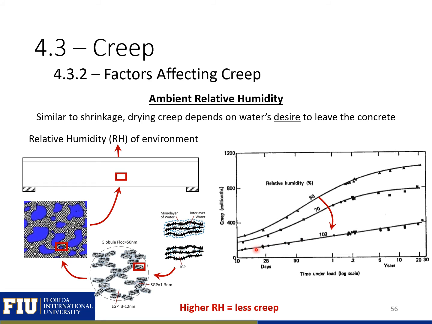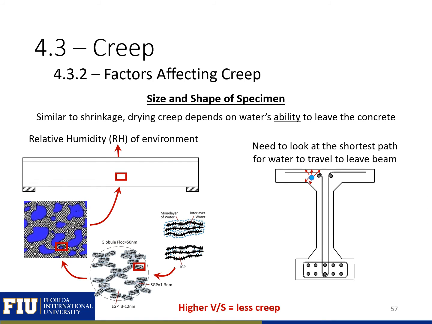Unlike shrinkage, when we have a sustained load, we're going to see a decrease in volume or creep strains. So we'll see even in 100% relative humidity, we'll see an increase in strains due to creep. But essentially, a higher relative humidity is equal to less creep. Because our creep is dependent on water movement, the size and the shape of the specimen is also going to impact creep. So if we have a higher volume to surface area ratio, it's going to be harder for our water to leave our beam or specimen, so we'll have less creep.